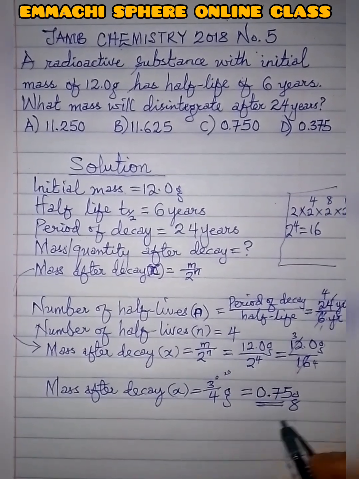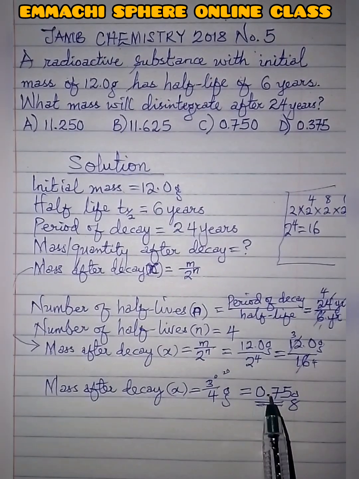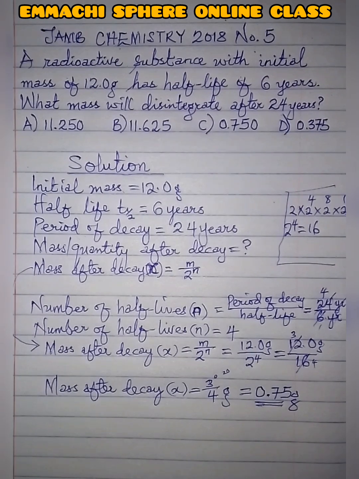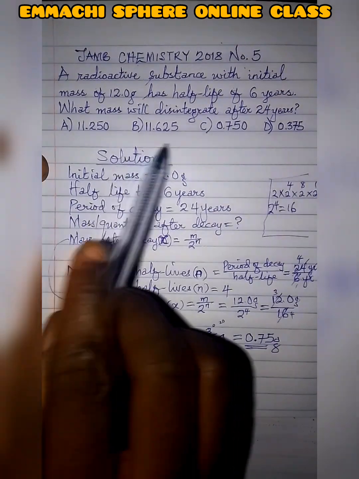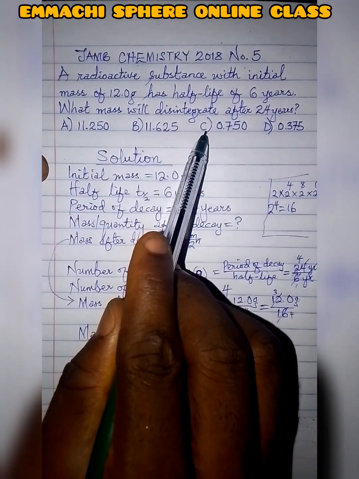Now this is the answer. Let's check. 0.75 gram is the mass after decay. Now let's look at it. We have our answer as C.